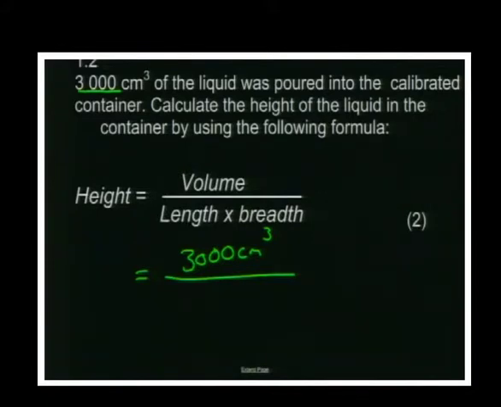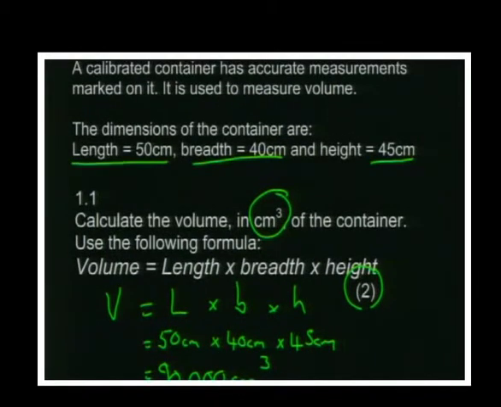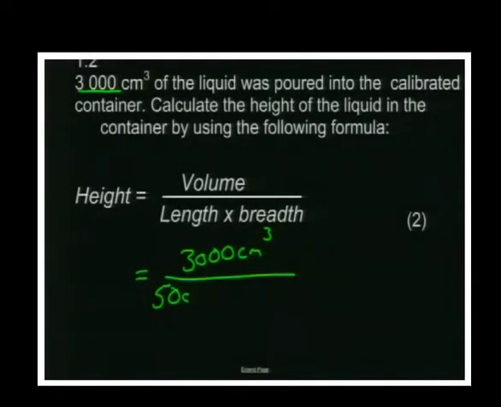Now, please understand, folk, that even though we're changing the amount of liquid in the container, the height differs with the amount of liquid, but the length of the container remains the same. The breadth of the container remains the same. So we're going to get the length and the breadth from here. The length is 50, the breadth is 40. Okay? That can't change. We can't suddenly squash up the box. It's still there. So 50 and 40. So my length, 50 centimeters. My breadth, 40 centimeters.